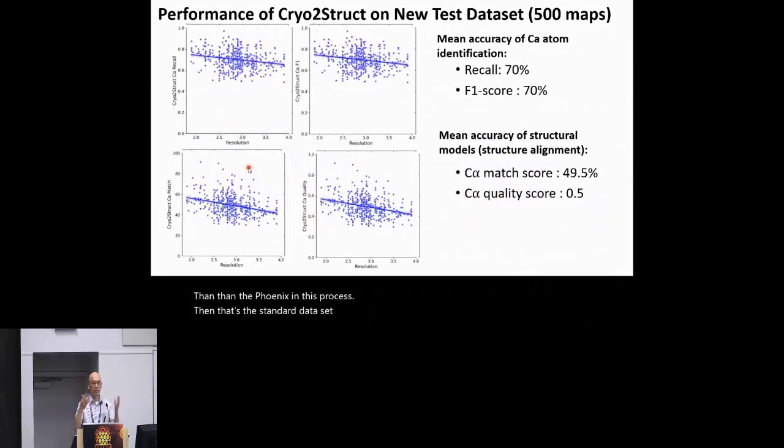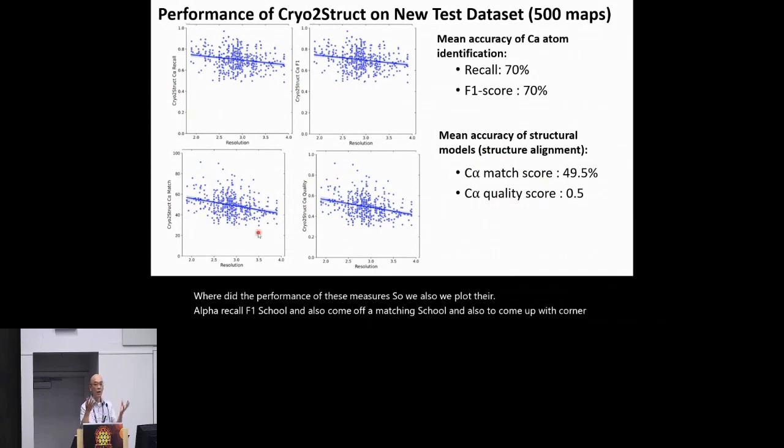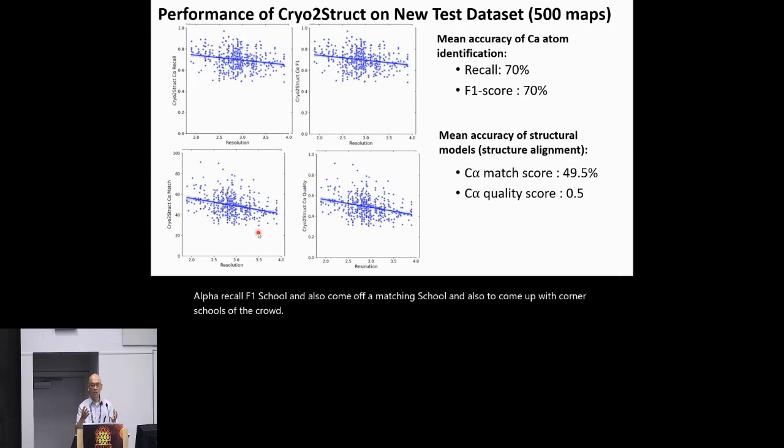It used density maps created years ago. Now we start using a new large data set, density maps released recently, in the last year. So we have 500 density maps to rigorously validate the performance of these methods. We also plot the carbon alpha recall, F1 score, carbon alpha matching score, and the carbon alpha quantity score of Cryo-Struct against the resolution.